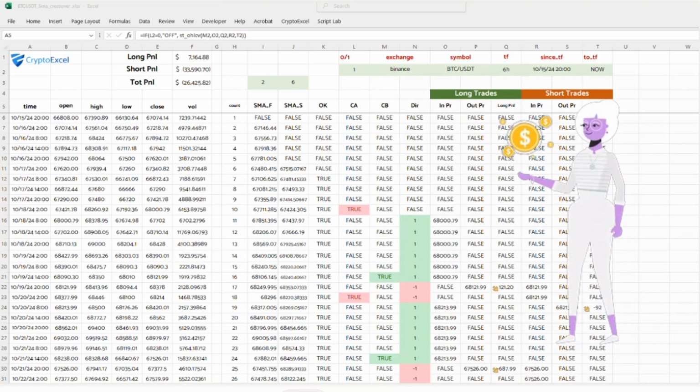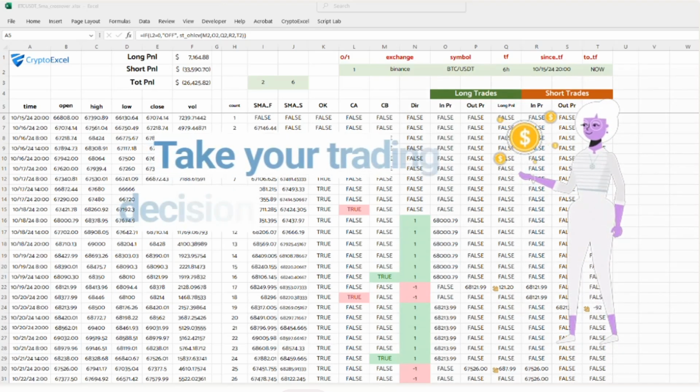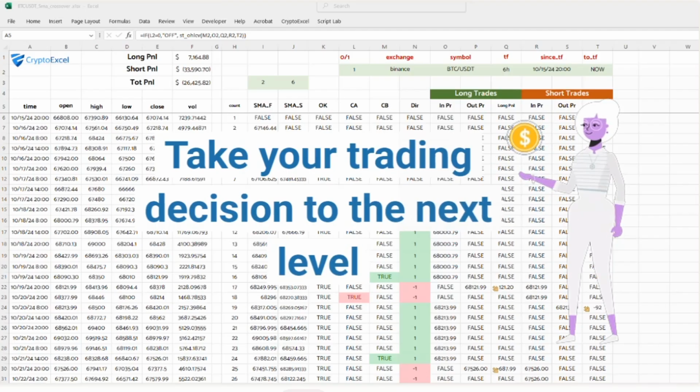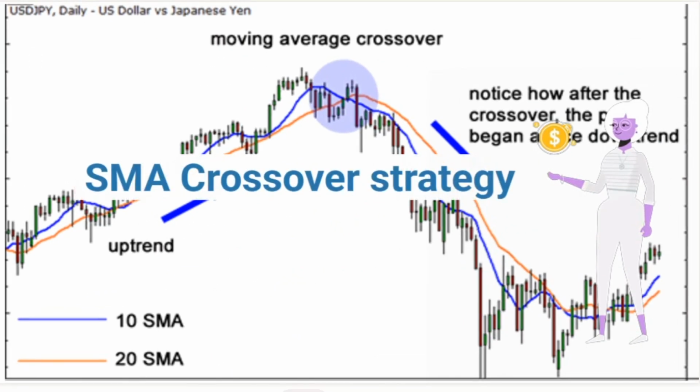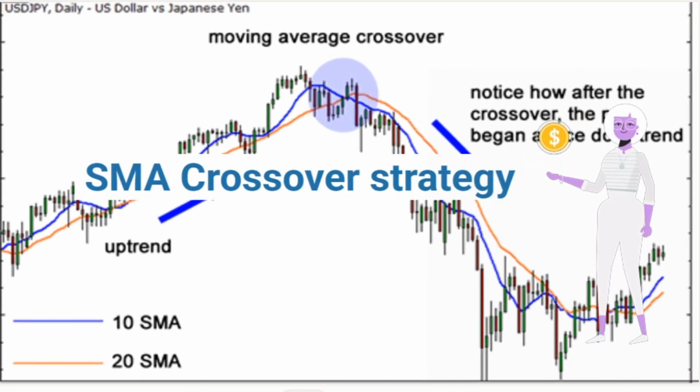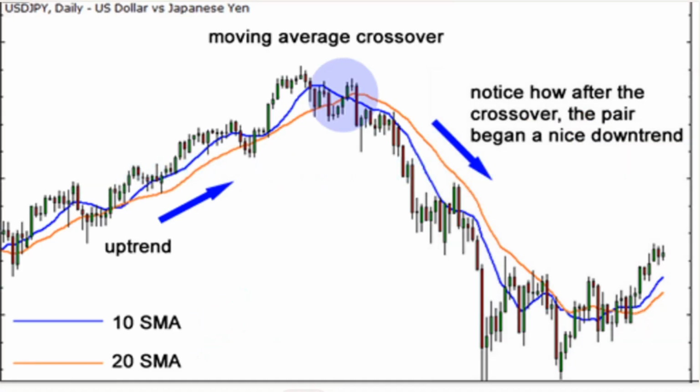If you're looking to boost your trading game, backtesting the SMA Crossover Strategy in Excel can be a good starting point to take your trading decisions to the next level. An SMA Crossover Strategy involves two simple moving averages, a short-term and a long-term. A buy signal is triggered when the short-term SMA crosses above the long-term SMA, and a sell signal is prompted when it crosses below. It's a popular strategy among traders because of its simplicity and effectiveness.